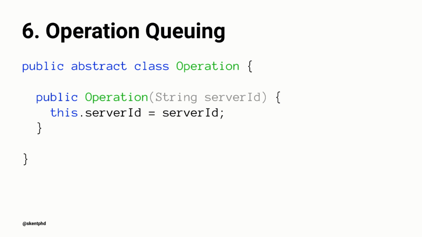So the operation class that we had is very simple. At the base operation class, all you need to know is where should I dispatch this thing? So you have some ID, probably a UUID, that represents the server that requested this operation. So that when you go to perform it, you say, okay, give this to server 1, not to server 3.